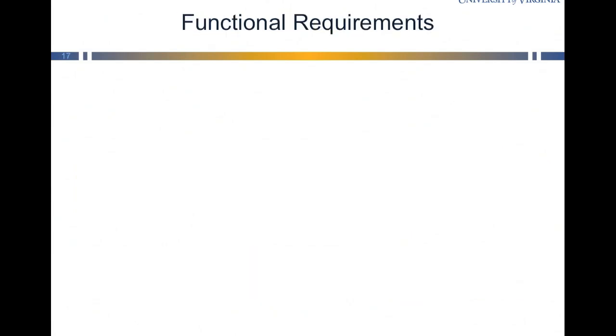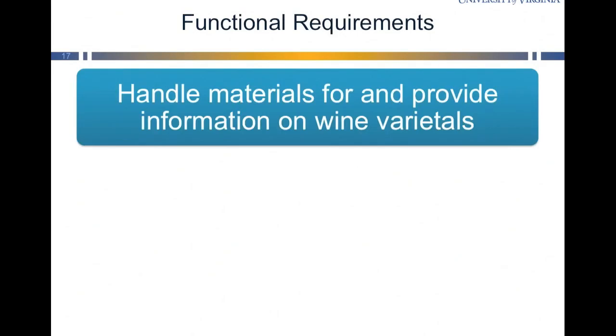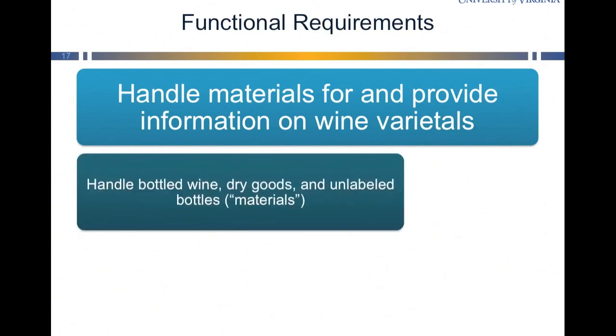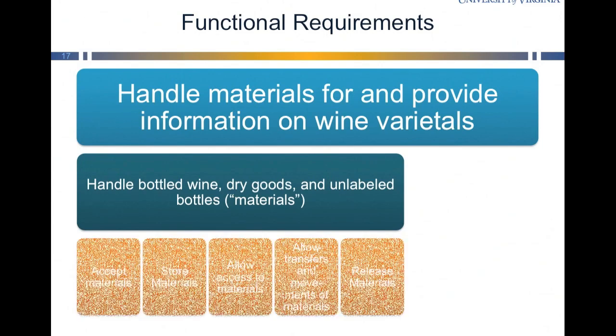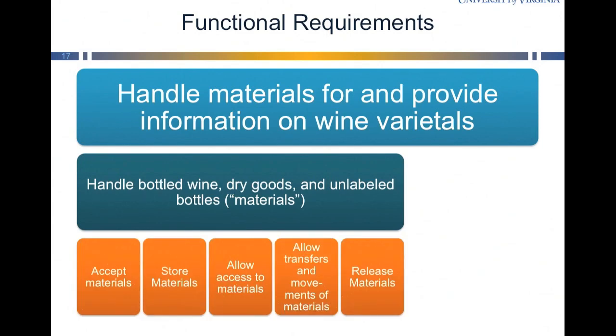Now we can also look at the functional requirements of a warehouse: handle materials, and provide information on wine varietals. Under handling materials, it's wine, dry goods like bottles and corks, and unlabeled bottles. The dry goods also refers to the labels. And under that, what are the functions that have to happen? We have to input or accept materials, store materials, allow access to those materials, allow the materials to be moved around, and eventually release the materials so they can exit the system.